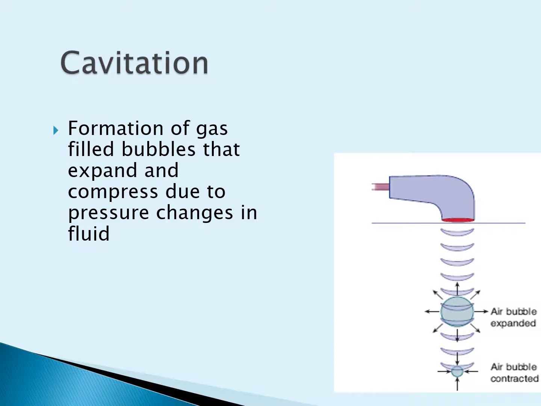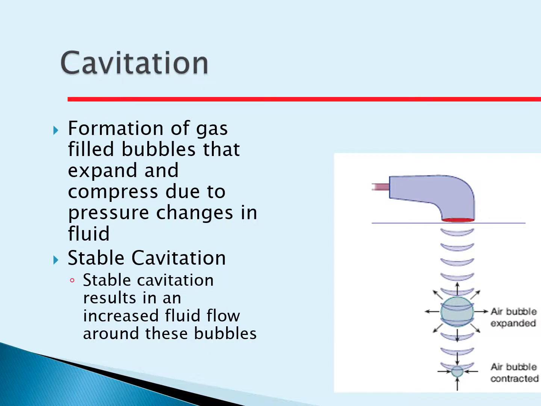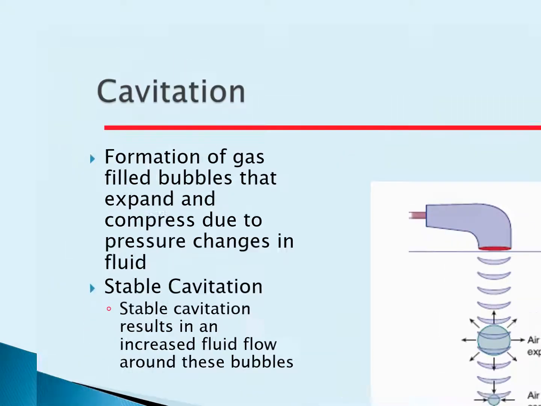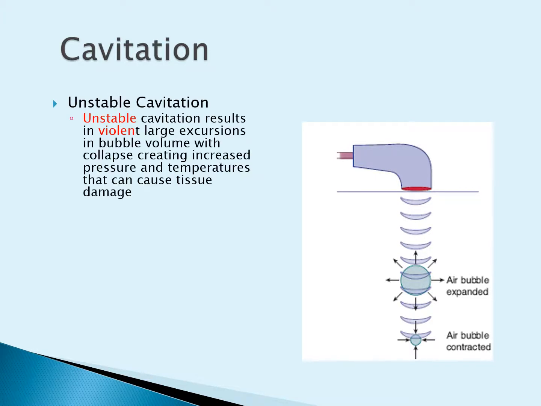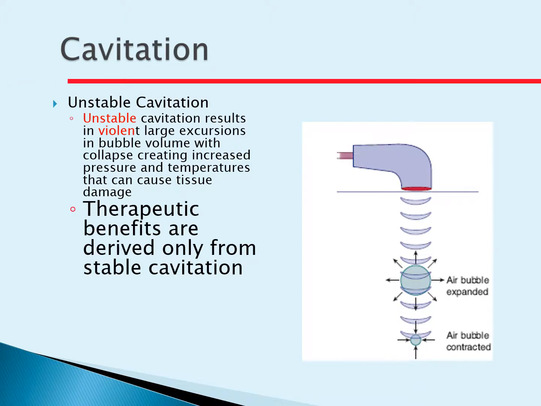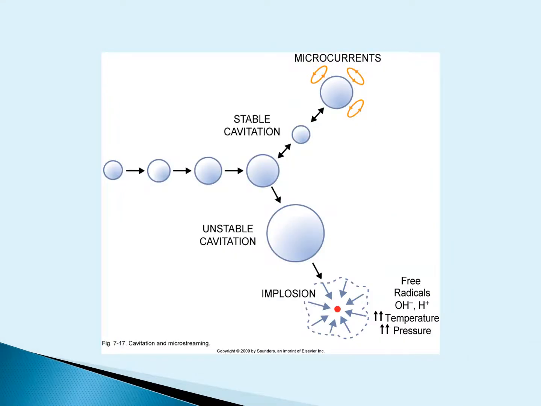Cavitation causes formation of air bubble gases that help compress due to the pressure changes in the fluid and help get any excess gases out of those cells, which can help push carbon dioxide and other things out of that. Stable cavitation results in increased fluid flow around these bubbles, which is good. Unstable cavitation, not good. Unstable cavitation results in violent, large excursions of bubble volume and often with popping. This can be really painful for the patient. We only derive therapeutic results from stable cavitation.